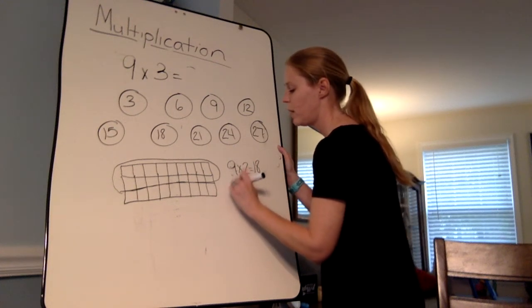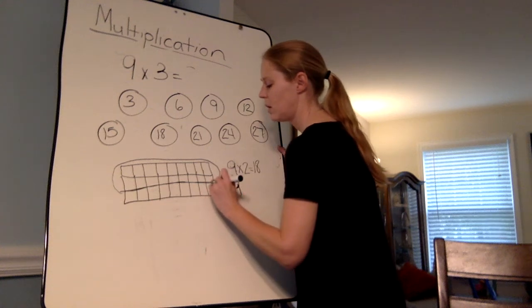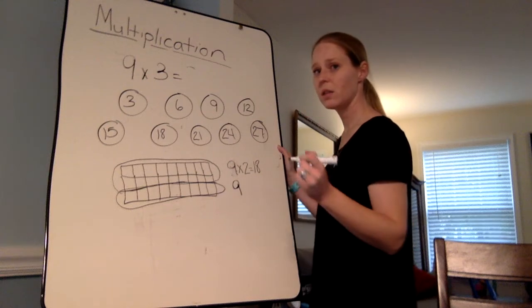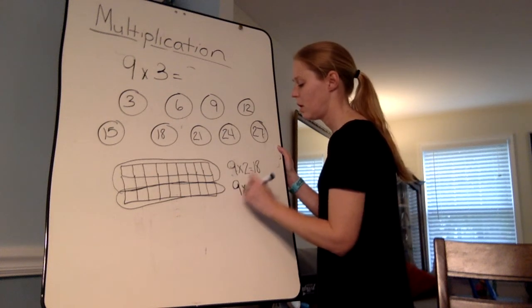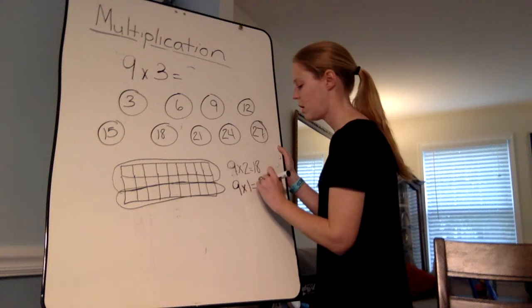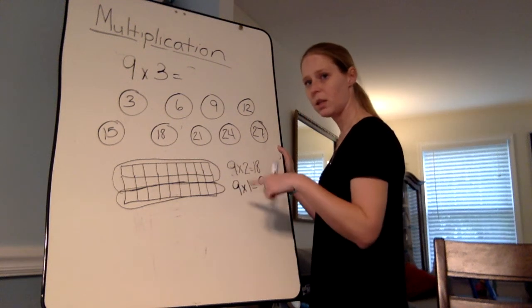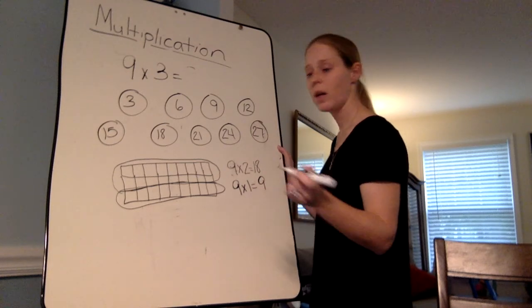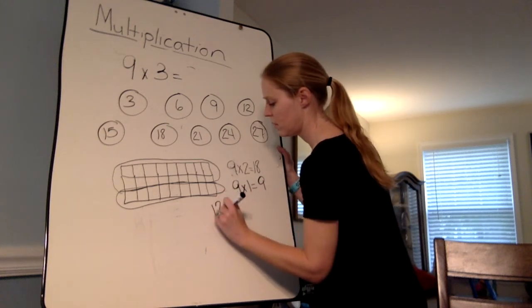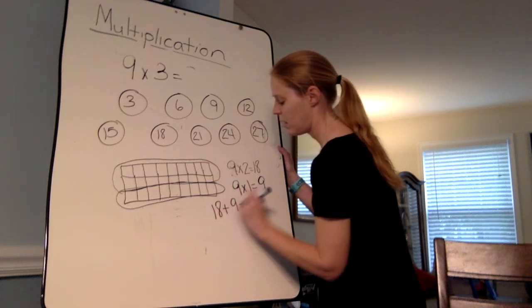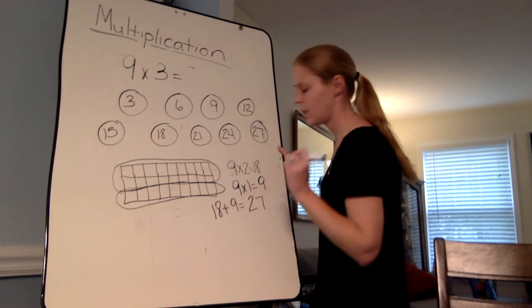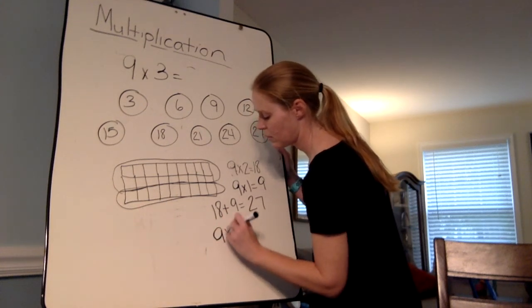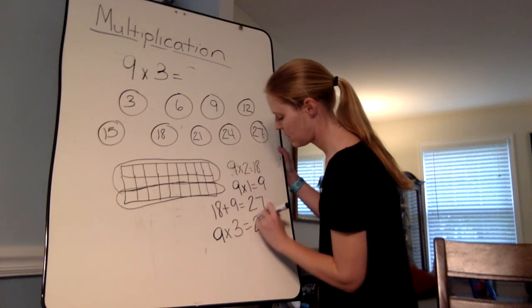9 times 1 is what I have left. So I'm going to do this. I'm using known facts to help me find my unknown facts. 9 times 1 equals 9. So then I can take these two answers of my known facts and put them together to figure out my unknown fact. So 18 plus 9 equals 27. So 9 times 3 equals 27.